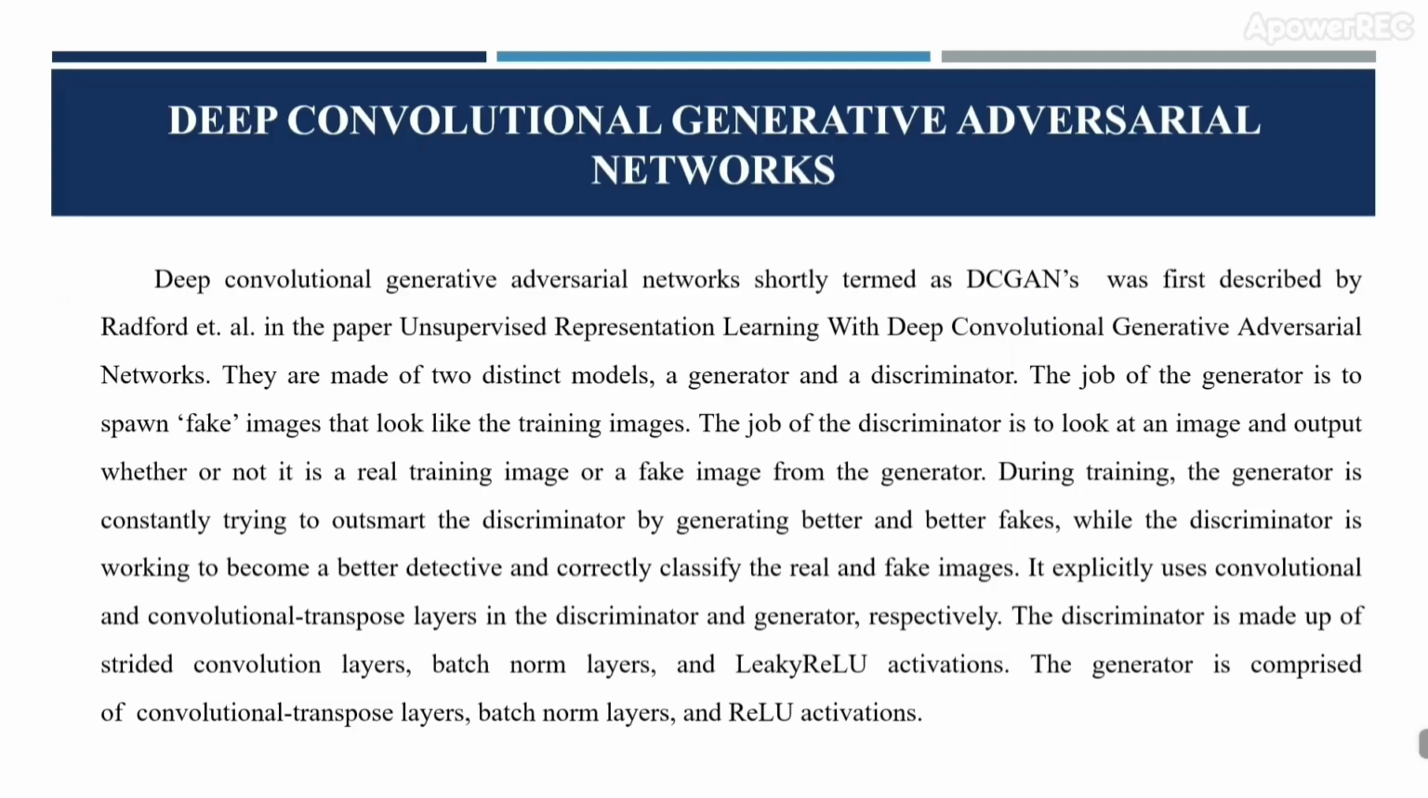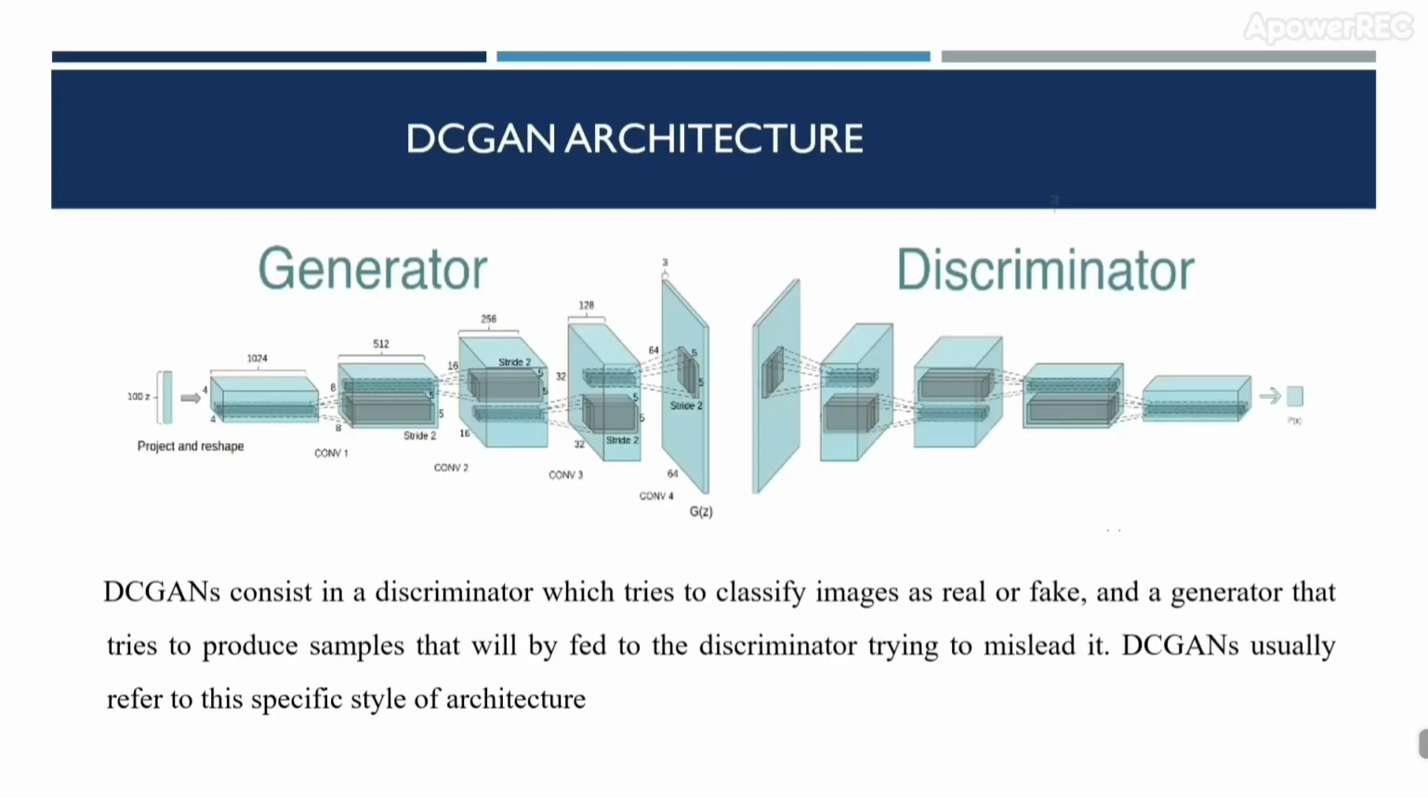Coming to the DCGAN part, DCGAN means Deep Convolutional Generative Adversarial Network. It is made up of two distinct models: one is the generator, another one is the discriminator. The generator part of the GAN learns to create fake data by incorporating feedback from the discriminator. It learns to make the discriminator classify its output as real. The discriminator in a GAN is simply a classifier. It tries to distinguish real data from the data created by the generator.